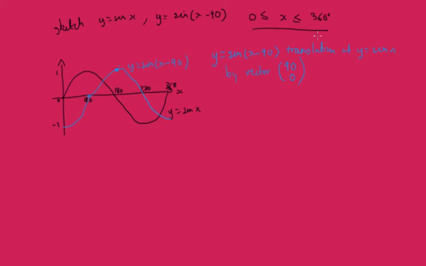Now we can combine transformations. So say we were wanting to sketch the function y equals 2 cosine (x plus 90) plus 1, from 0 less than or equal to x less than or equal to 360.